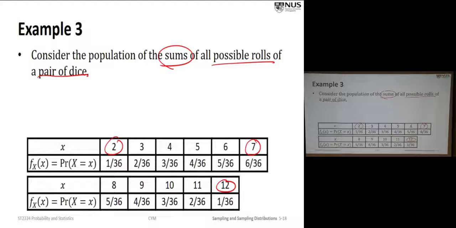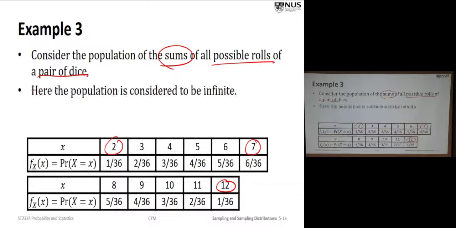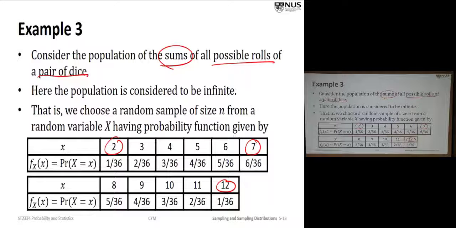What does this mean? It means that if I roll two dice, then the outcome will belong to one of these 11 values. It can be 2, can be 3, can be 4, up to 12. How do we get 12? If I roll the two dice and both dice are 6, then I get the outcome equal to 12. So these are the possible values for the outcome.